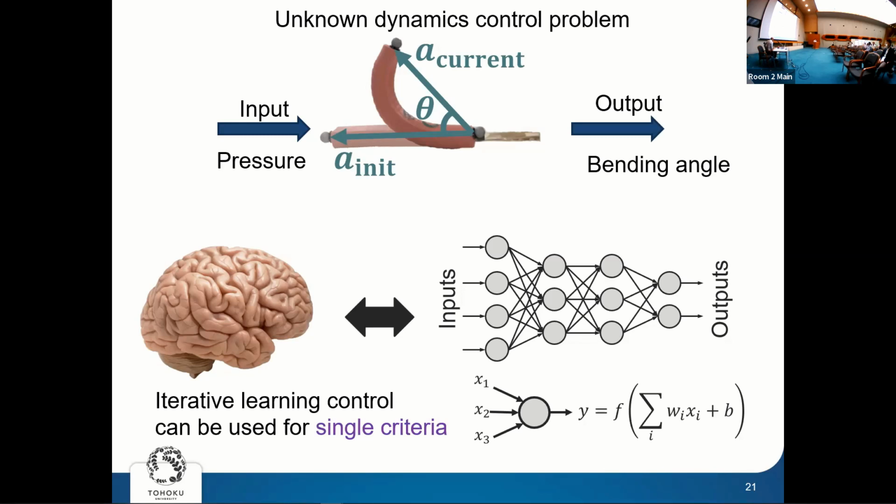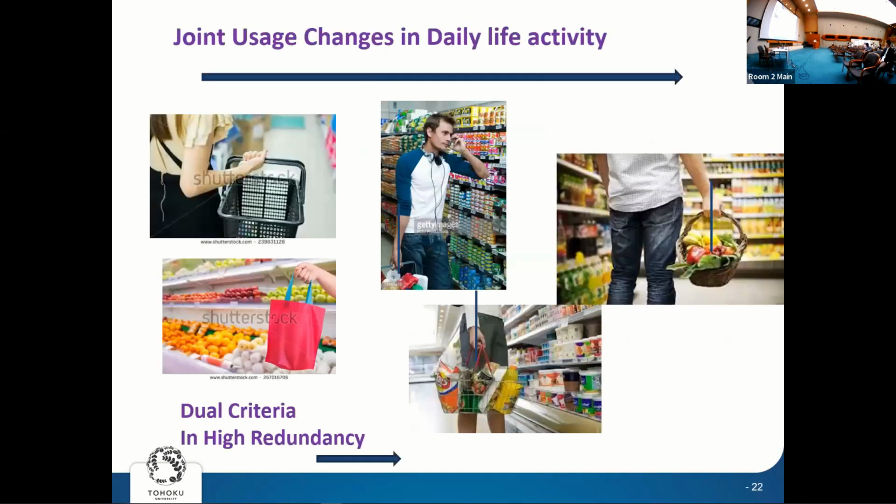But this is relatively simple in the sense that the criterion is only minimizing estimation errors. Coming back to human motor control, in fact, it is not a single criterion. In redundancy, we can optimize not only one objective; we can optimize task performance and also energy minimization.